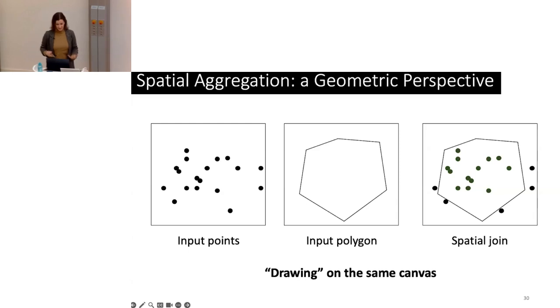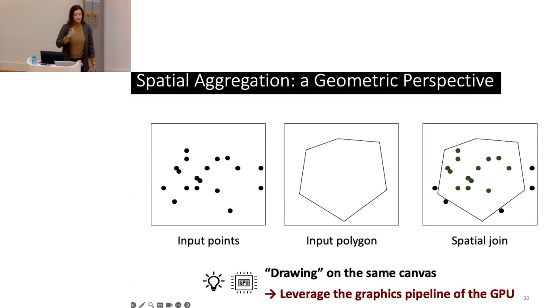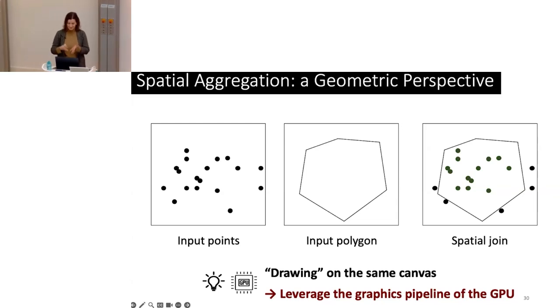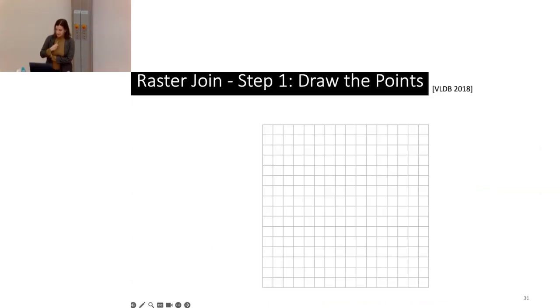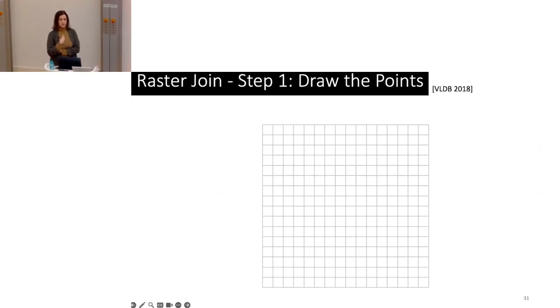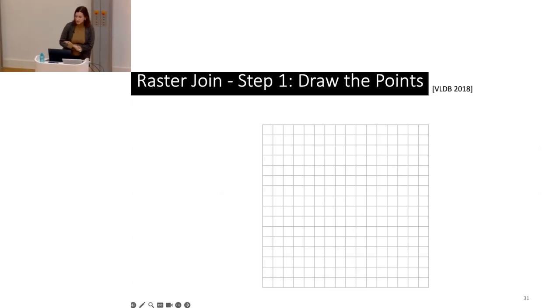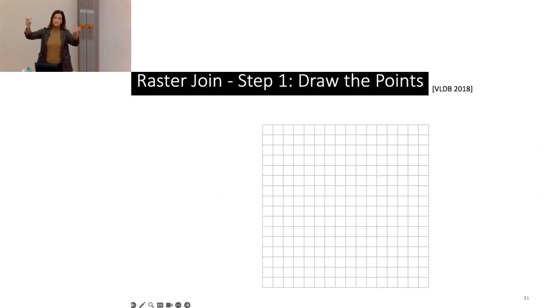But why is this insight helpful? Well, that's because GPUs are highly optimized for drawing operations. The graphics community has been working on that for decades, trying to make these operations very fast on GPU hardware. So here we want to leverage that for evaluating spatial queries. So basically what we want to do is use the GPU for drawing. And when you draw on the GPU, you don't have a blank white canvas, but you have pixels. So it's a pixelated canvas.